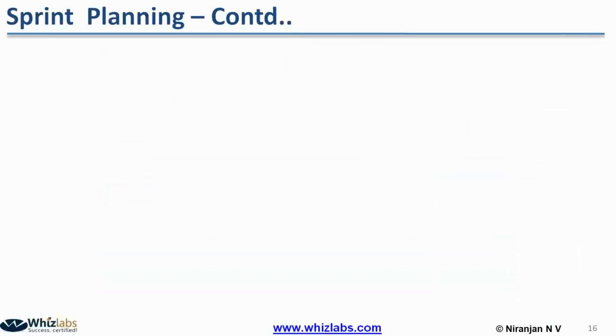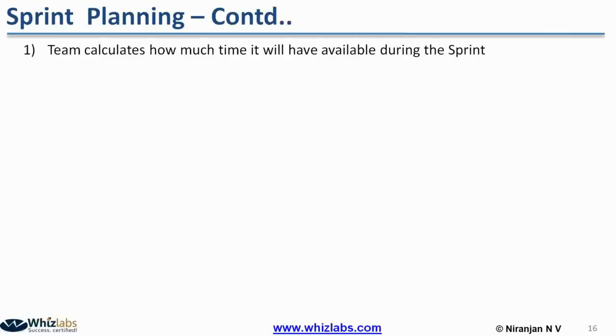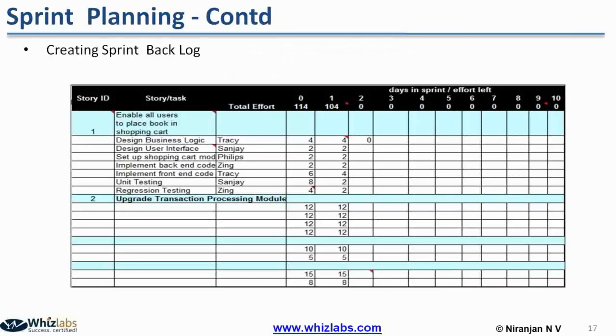Now the sprint planning activity is over, and the team makes a commitment. Then they start the activity. This is the sprint backlog. A general sprint backlog will look like this. It will have a user story, or any product backlog item, and all the tasks.